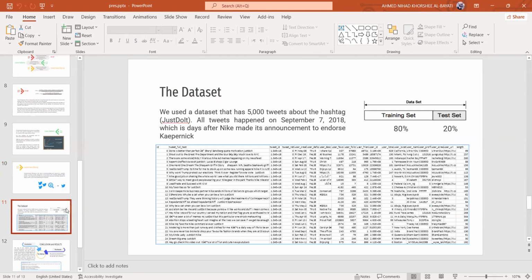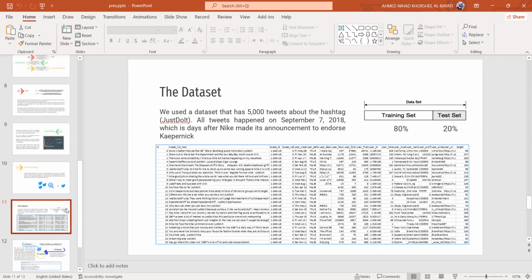We use a dataset that contains 500 tweets about the hashtag Just Do It. We got the dataset from kaggle.com. All tweets happened on 7 September 2018, which is the day after Nike made an announcement about Colin Kaepernick, who was a famous player. From those 500 tweets, we used 80% as a training set and 20% as a test set for training and testing the data.